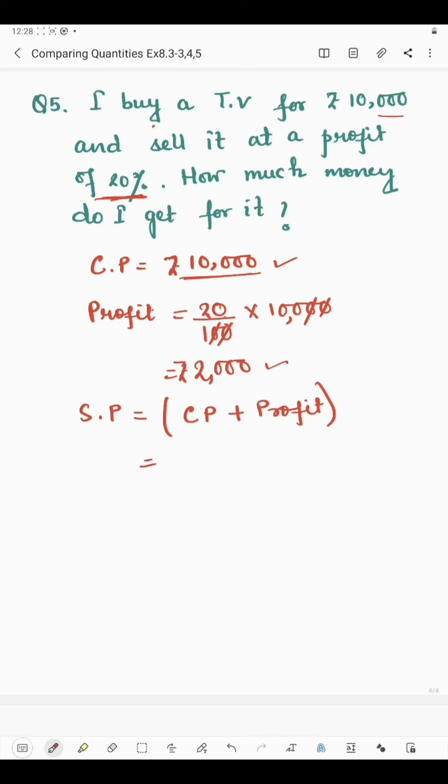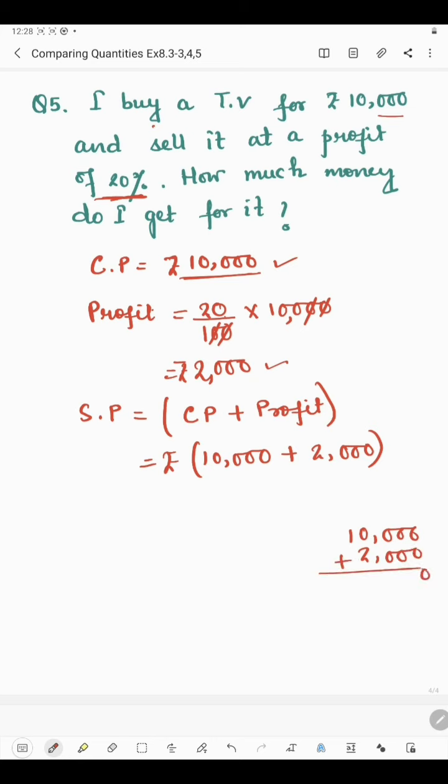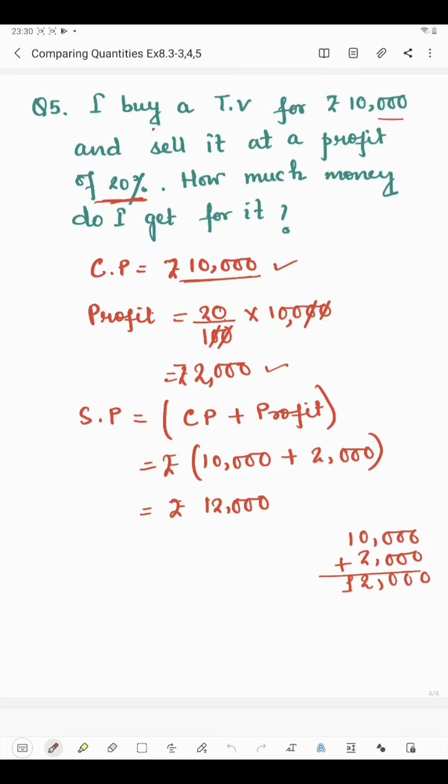So the cost price of the TV was 10,000 and the profit was 2,000. When you add 10,000 plus 2,000, 0 0 0, 2 plus 0 is 2 and 1 will come down, so it's 12,000. So what we have done in this question: the cost price of a TV was given and the profit percentage was given. We had to find how much money I get for it, meaning the price at which I sell the item. So we need to find the selling price.